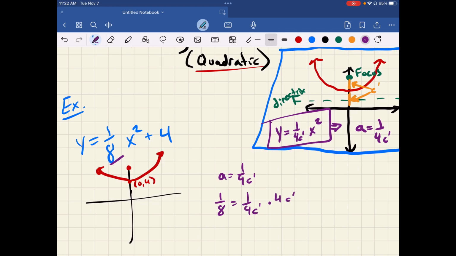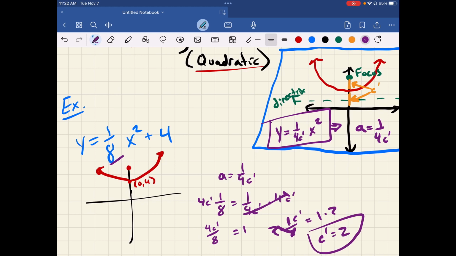Multiply both sides by 4C prime. So what ends up happening is I have a 1 right here, which gives me 1 on the right. Then I have 4C prime over 8, which reduces to 1/2 C prime equals 1. Multiply each side by 2. And then you have C prime equals 2.